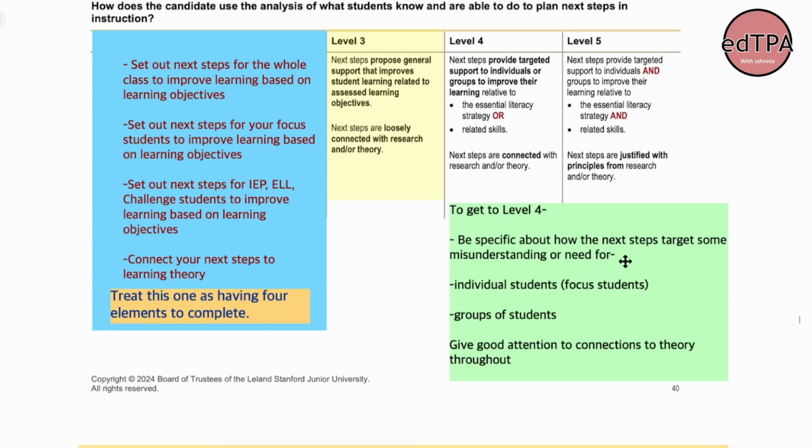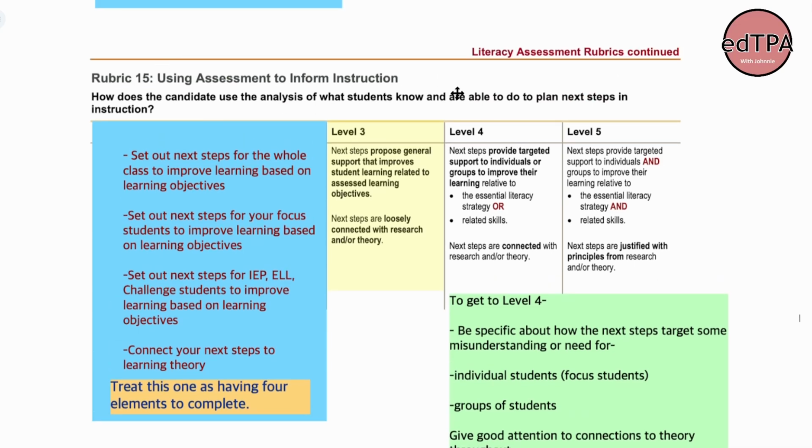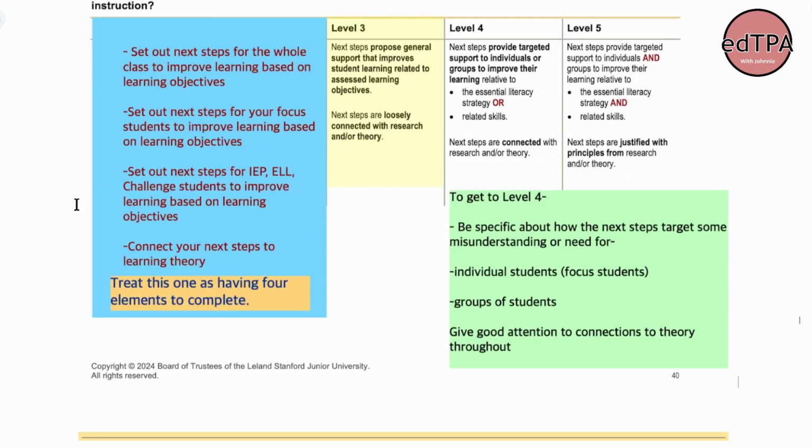be specific about how the next steps target some misunderstanding or need for individual students, your focus students, groups of students. Give good attention to connections to theory throughout, and that'll take you to level 4. So this was rubric 15. We've done all the rubrics. We have one last piece for this.